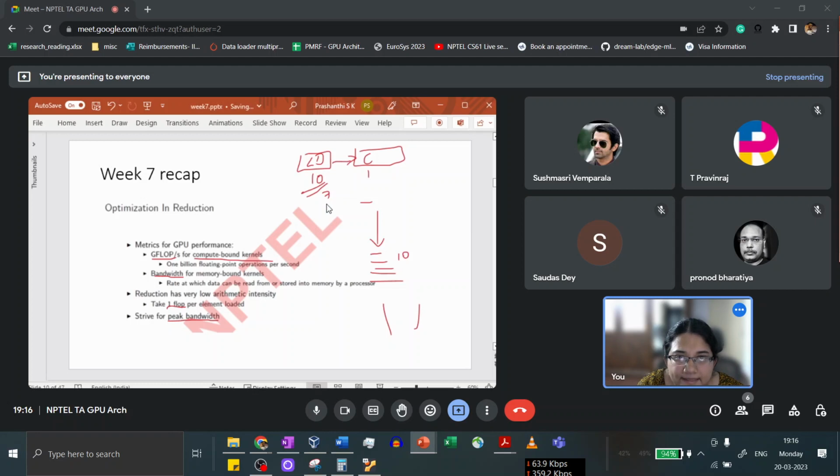Maybe we can make it 7, maybe we can make it 5. And the overall time depends a lot more on this load because the compute is very small. That's what this is trying to tell you about. So this is true for reduction operations in general.